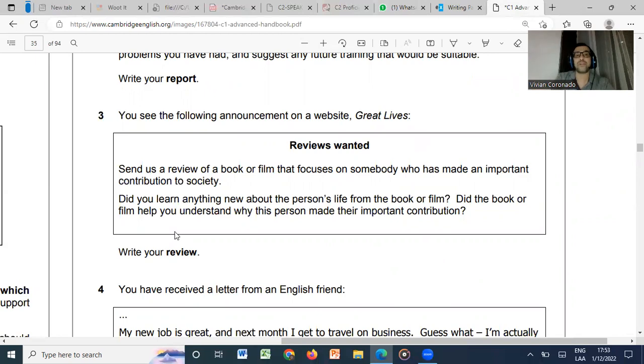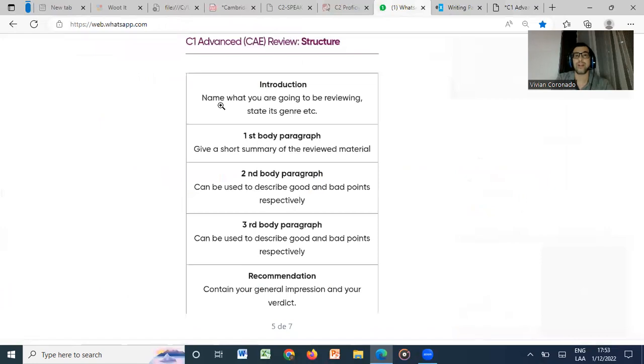So you see, it has two different questions, right? So that's very important for us to know when we're going to be writing a review. What's the format? Well, the format is an introduction, name what you're going to be reviewing, state its genre. So let's say that you already chose the movie, so here in the introduction, we're going to say, yes, I chose a certain movie because of this. So just explain what movie you chose.